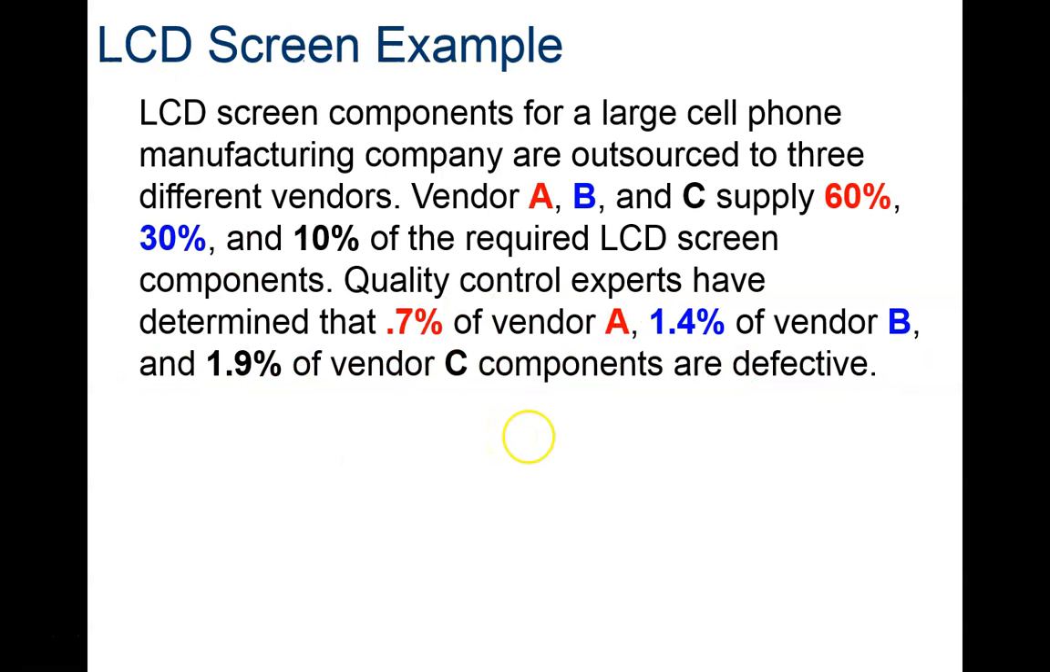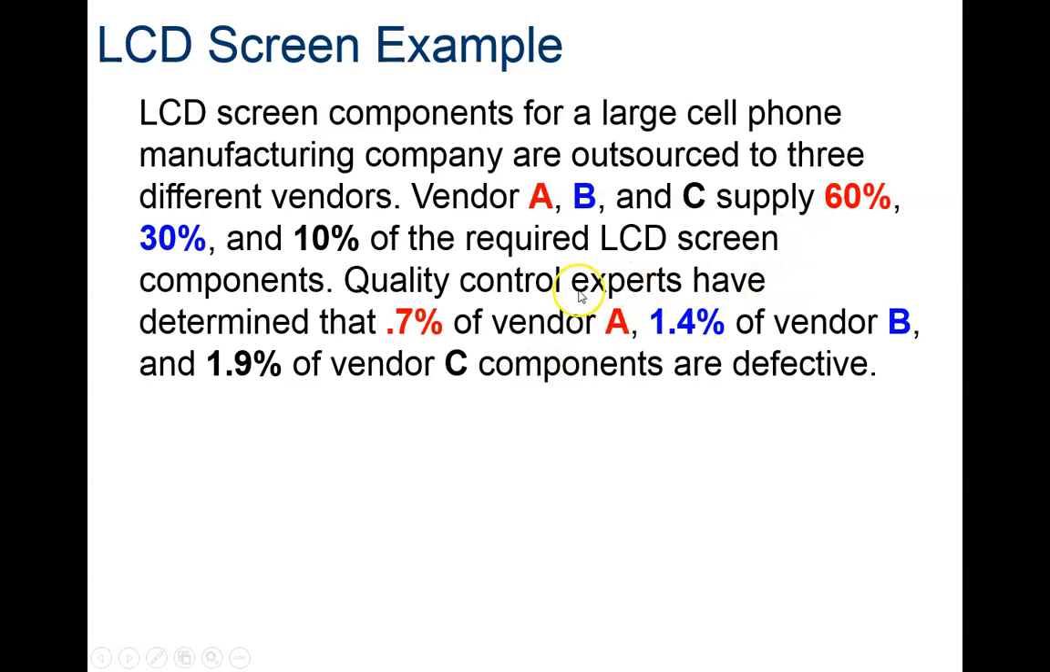So, all right, this is the problem. An LCD screen's components for a large cell phone manufacturing company are outsourced to 3 different vendors. Vendors A, B, and C supply 60, 30, and 10% of the required LCD screen components. Quality control experts have determined that 0.7% of vendor A, 1.4% of vendor B, and 1.9% of vendor C components are defective.